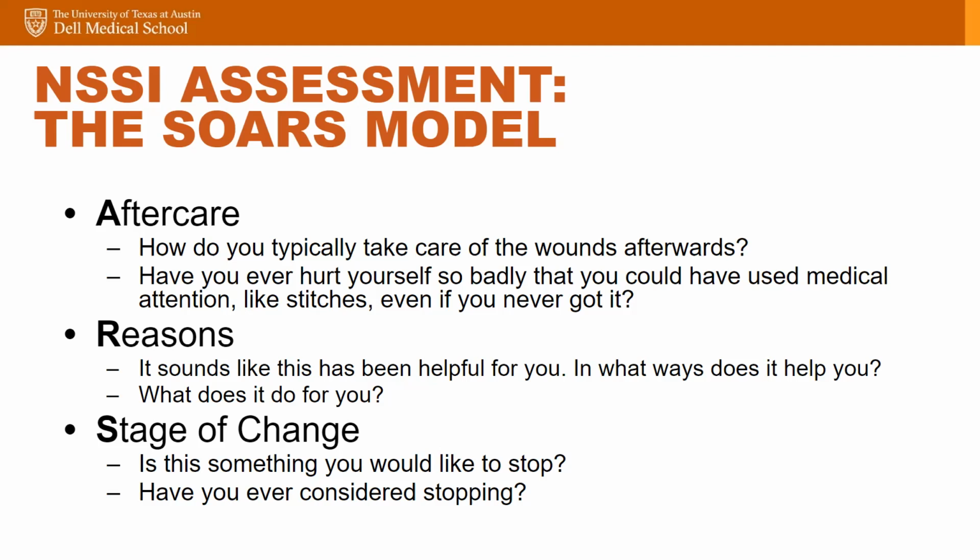Reasons. Notice how the wording here is: it sounds like this has been helpful for you. So we're validating the experience, even if we don't approve or condone the behavior itself. In what ways does it help you? What is this doing for you? would be another way to assess and look at that question. So getting insight into reasons, which is the R part of the model, can give us ideas for potential brief intervention. So what it allows us to do here is to validate but not condone self-injury through that wording that's offered in the model itself.